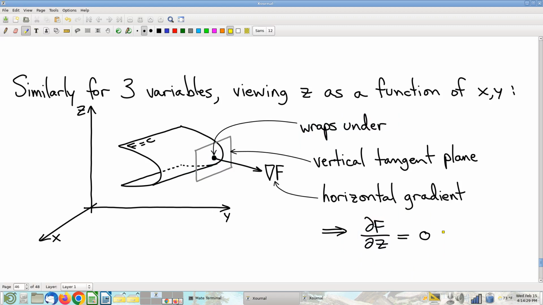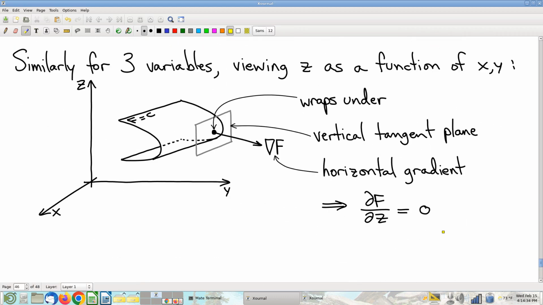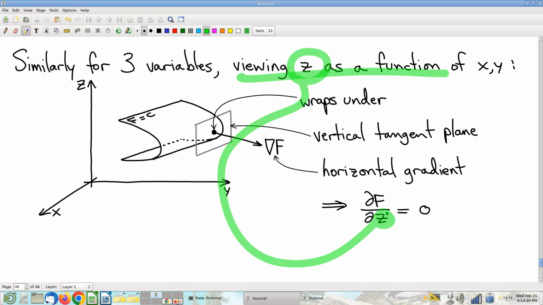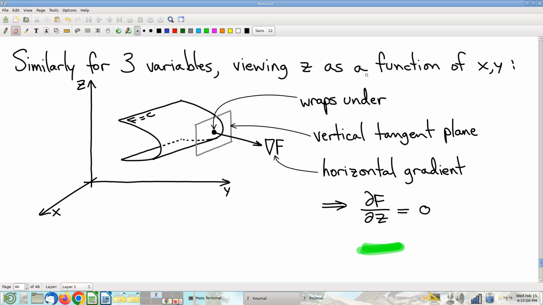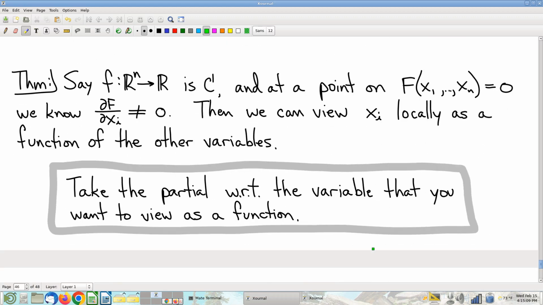Okay. All right, here's the good news. Even though this picture is different from this picture, here we were trying to view y as a function, here we're trying to view z as a function. How do we keep track of what I take a partial with respect to? Here's the good news. It's always whatever variable you want to view as being a function, you take the partial with respect to that variable. And again, I'm not going to prove or generalize. I'm just going to assert, notice the pattern in the examples we've seen, and state now the implicit function theorem.